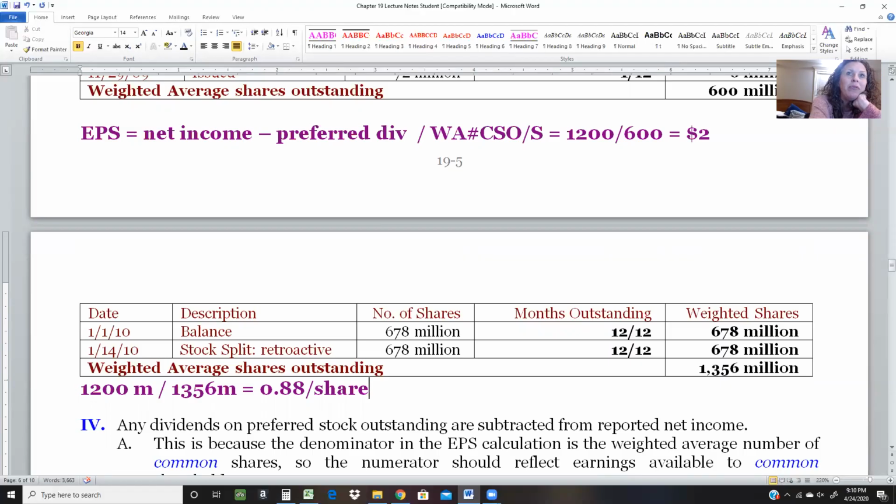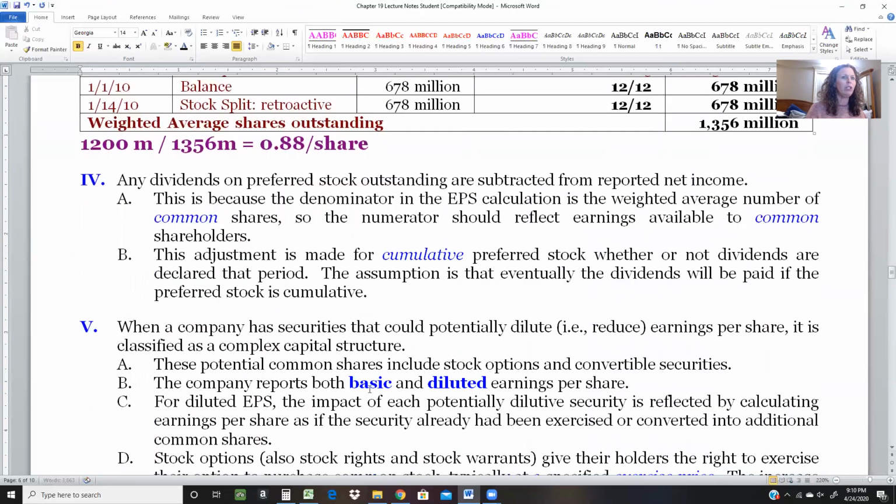Well, what happened is they flooded the market with an additional 678 million shares. So your share is now worth half as much as it used to be, plus some, because last year they put another 72 in the market really late. So remember that dividends on preferred stock are subtracted. If it's cumulative, it's always subtracted. If it's non-cumulative, you only subtract it if we pay it.